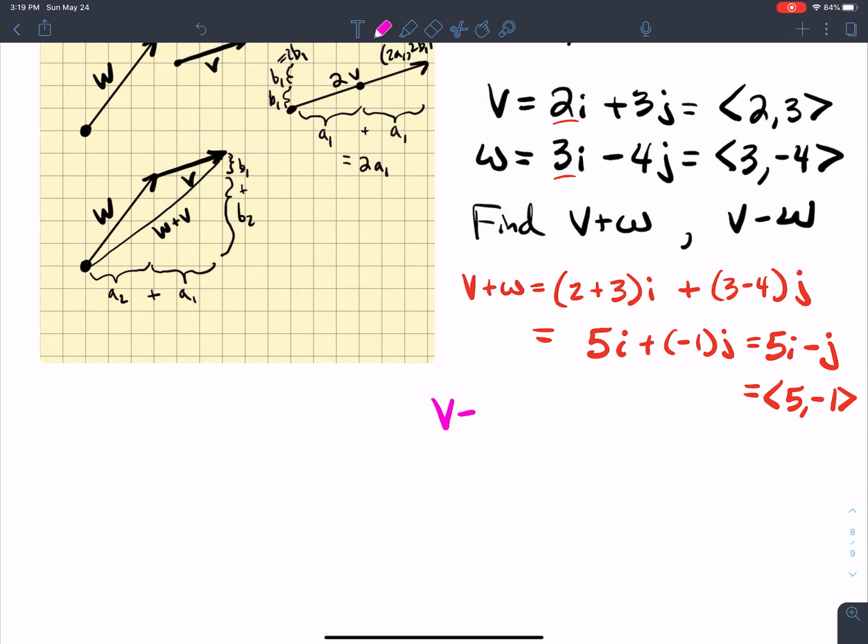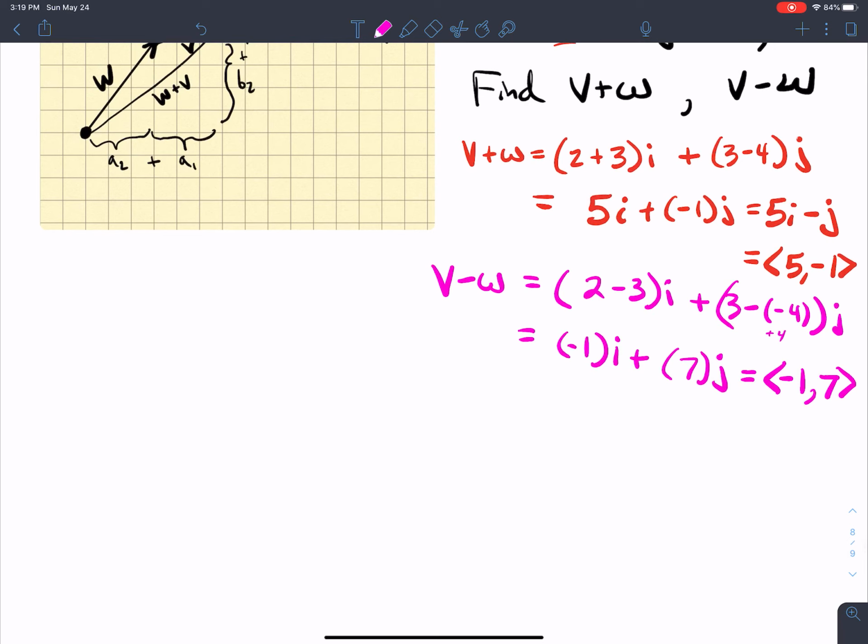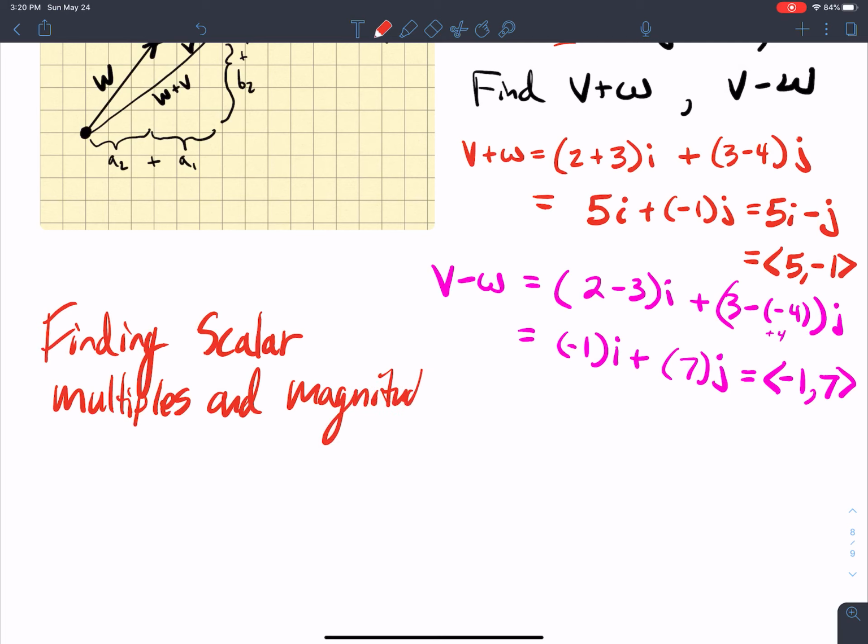Now if I'm going to do V minus W, this is (2 minus 3) i plus (3 minus a negative 4) j. This gets me negative 1i plus, and then minus a minus makes a plus 4, so that's 7j. So that's (negative 1, 7) right there. So exactly how you would think to add and subtract. Now, finding scalar multiples and magnitude of vectors.